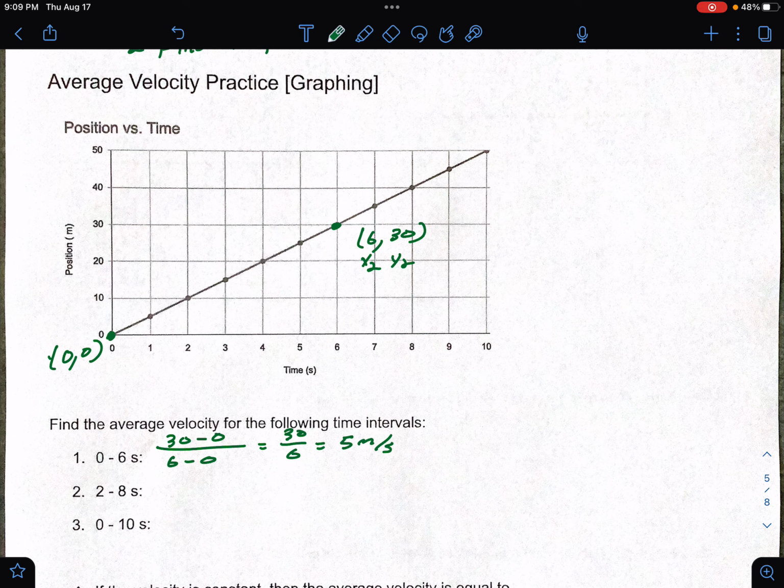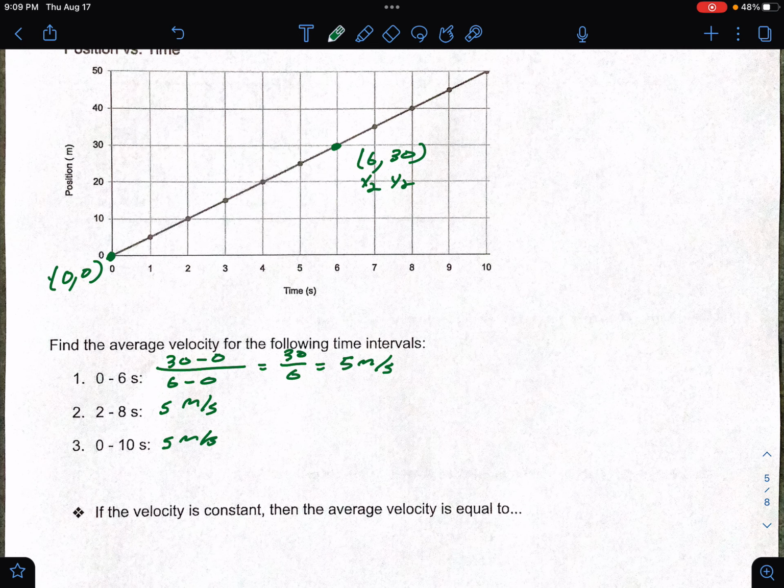This graph is not very difficult because you only have one line. If I found the velocity from 0 to 6 seconds was 5 meters per second, switching it to 2 to 8 or 0 to 10 won't change anything. It's the exact same line, so these answers are all just 5 meters per second.